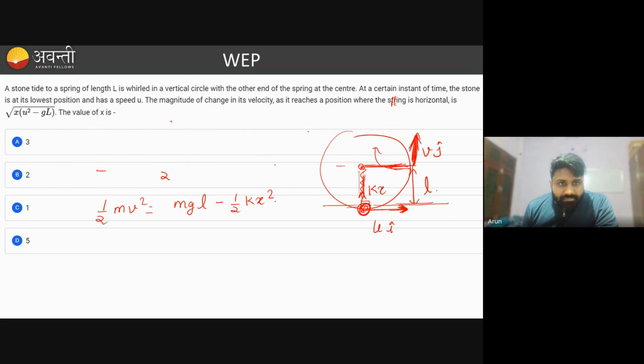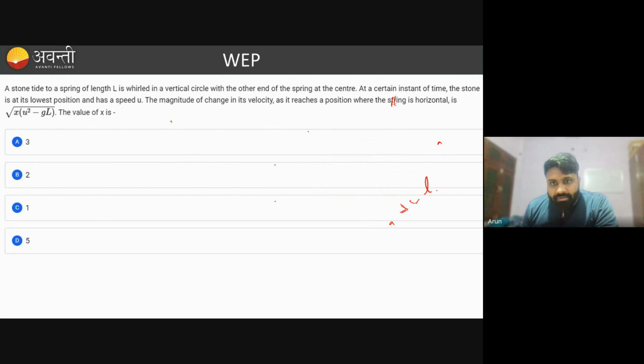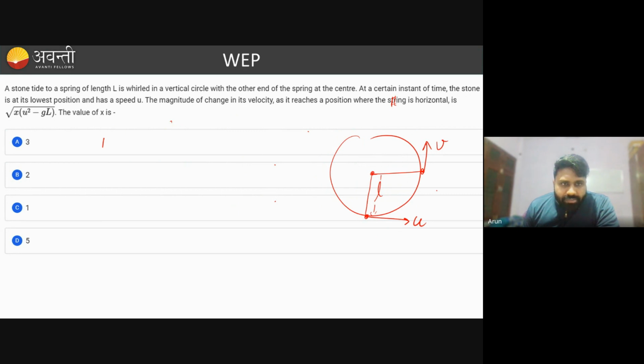So this is not a spring, it is mistakenly written in the question. This is a string itself. At the horizontal position, sorry for this misunderstanding, this is a velocity u, let's say, and at the vertical position it has a velocity v. The length of this string is L. If we apply energy conservation, at the lowest point, let's say point A, it will be 1 by 2 times m u square, and this is point B.